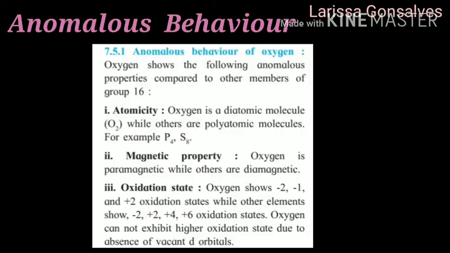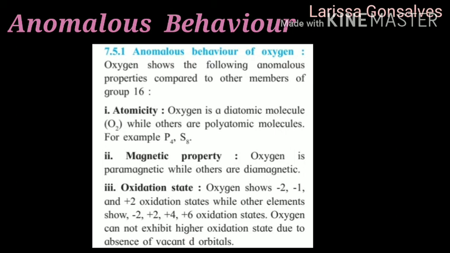Now we shall study the anomalous behavior of oxygen and fluorine. Anomalous behavior is the unique behavior which is shown by an element when compared with other elements belonging to the same group. First, we are going to study the anomalous behavior of oxygen. The first point is atomicity. Oxygen is a diatomic molecule, which is O2, while the others are polyatomic molecules.